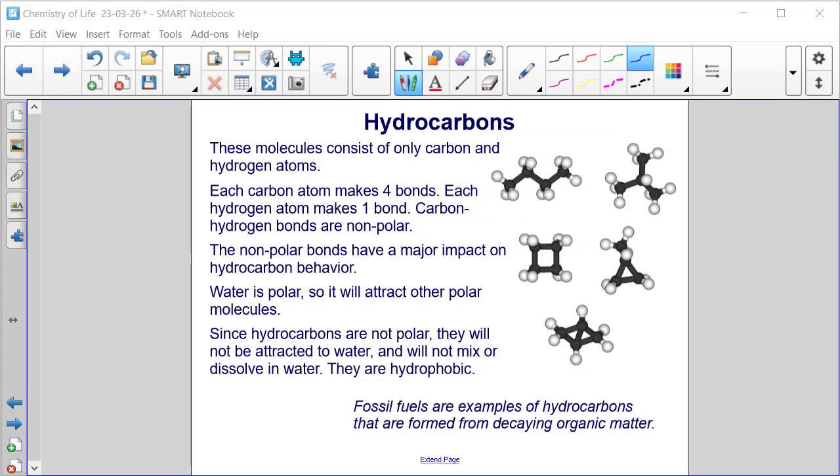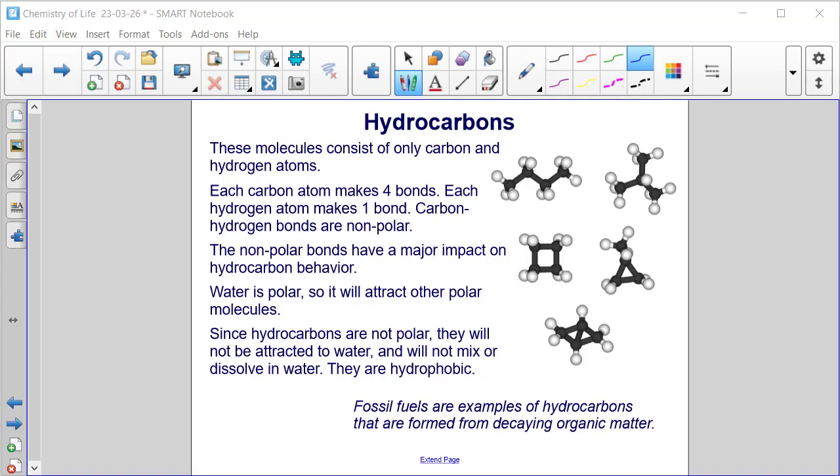Hydrocarbons. These molecules consist of only carbon and hydrogen atoms. Each carbon atom makes 4 bonds. Each hydrogen atom makes 1 bond. Carbon-hydrogen bonds are non-polar. The non-polar bonds have a major impact on hydrocarbon behavior.